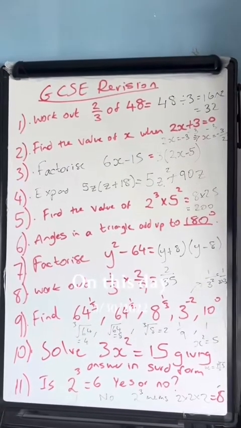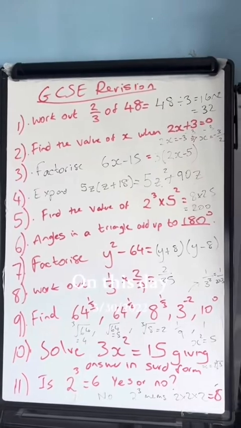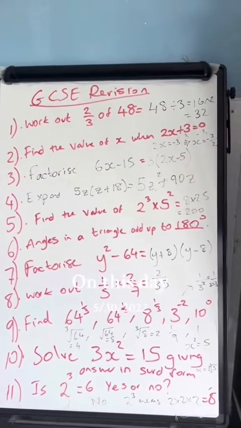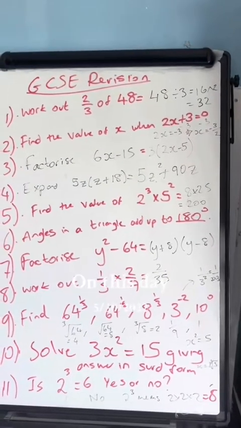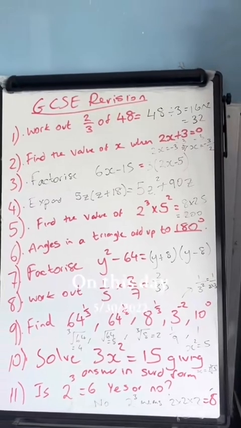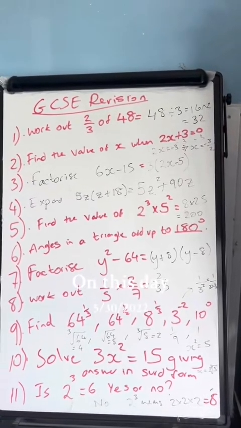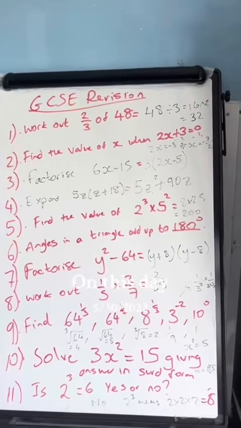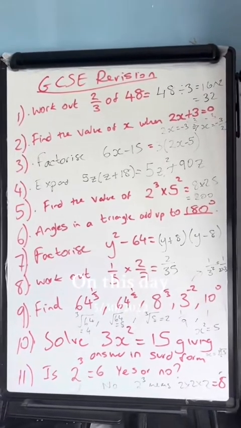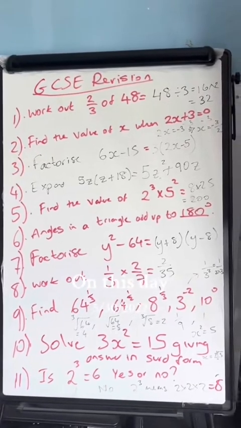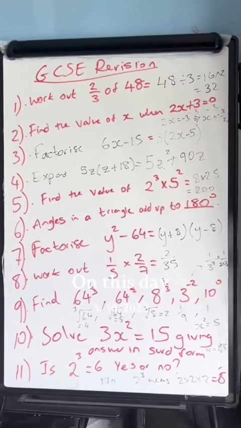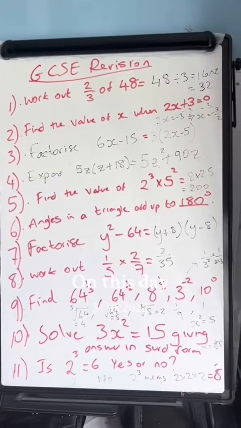Question 9 is higher tier explicitly, apart from 3 to the minus 2, so they can put that on a foundation tier. So make sure that you're happy with your negative indices, okay? And also power of 0, okay, for foundation tier as well. Question 10 is explicitly higher tier only, okay, solving equations, or solving quadratics involving surds. And question 11 is foundation tier only, okay, and these are all from previous exam past papers, okay.